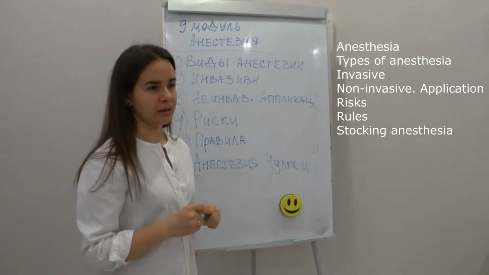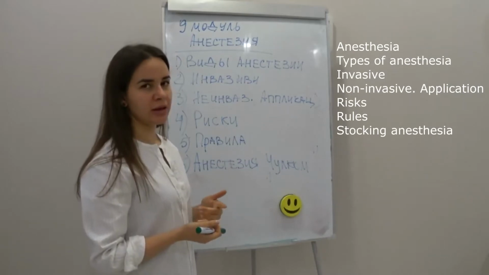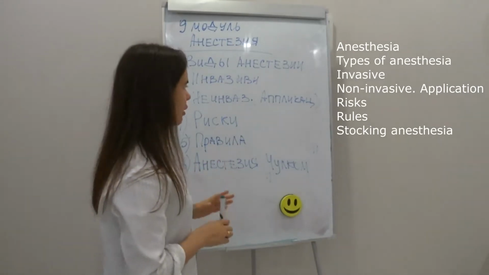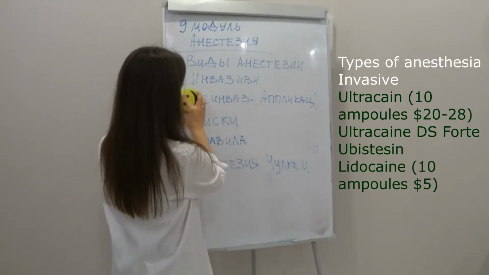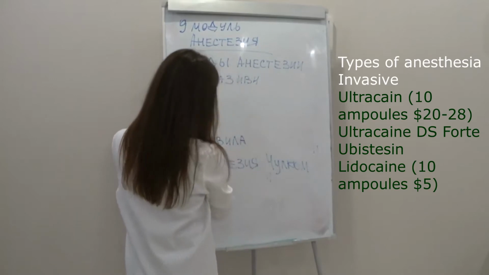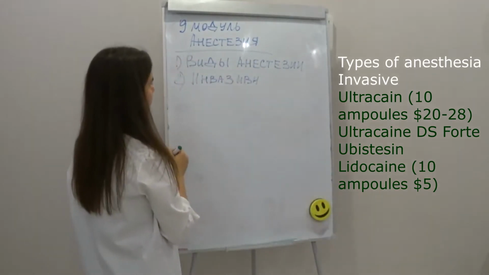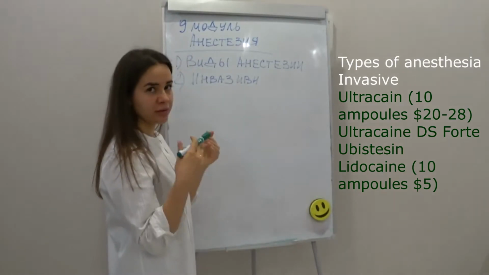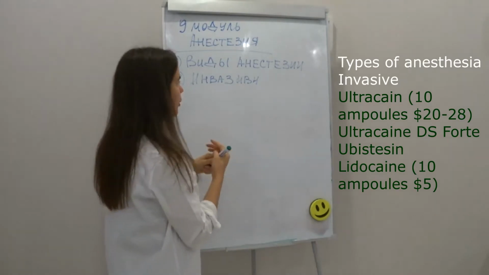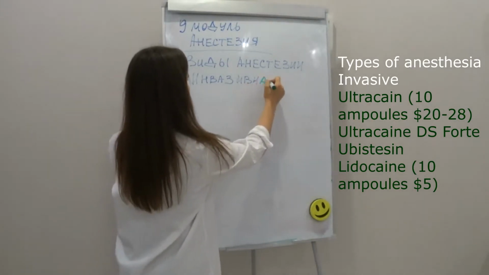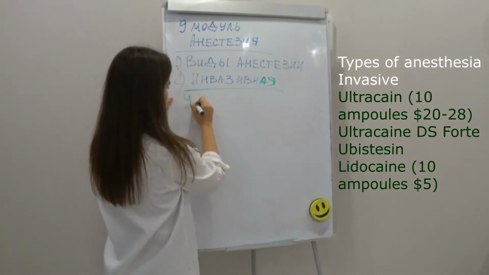What are the types of anesthesia? Firstly, invasive. These are injections. Non-invasive are creams, ointments, gels, sprays for pain relief. If education allows, then we do invasive anesthesia. If education doesn't allow, we do not. I'll just give you a brief overview of the products that we inject.